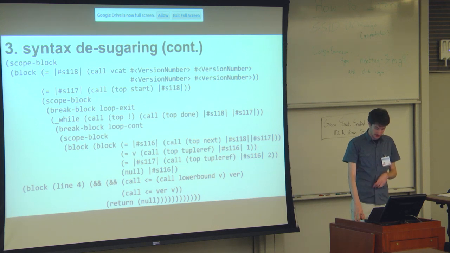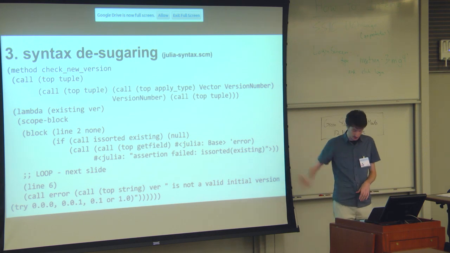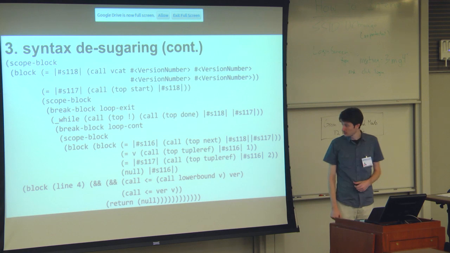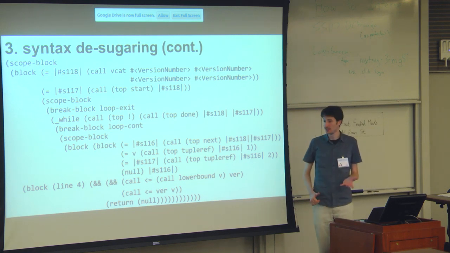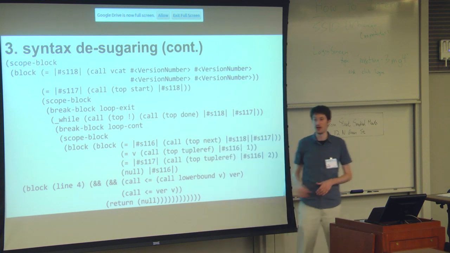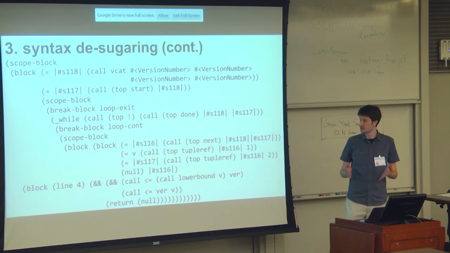And this keeps going. In here, this gets big enough at this stage that I couldn't fit it on one slide, so the loop part is broken out. This was a for loop, and it gets lowered into a while loop, but it's this weird internal thing, underscore while, which just means it's not the Julia-level while loop. It's a more primitive while loop that's just a lot simpler.